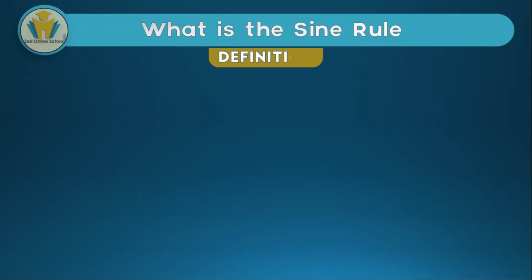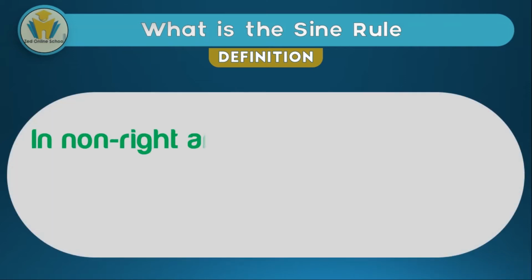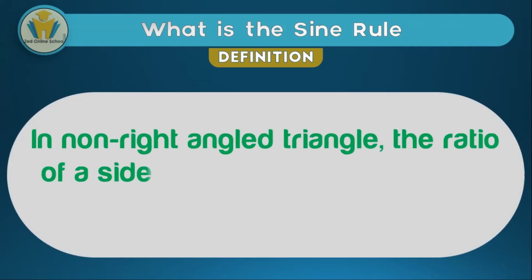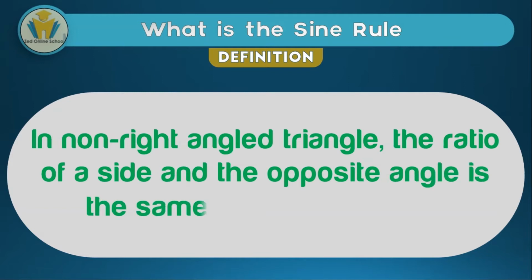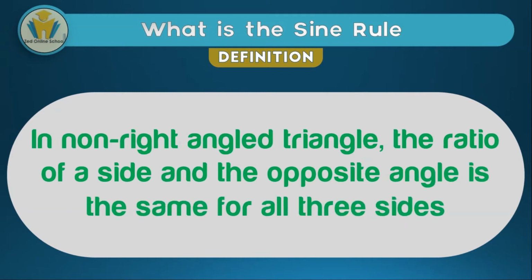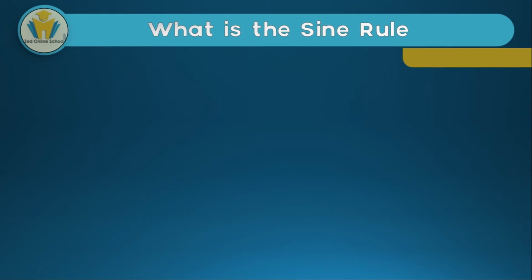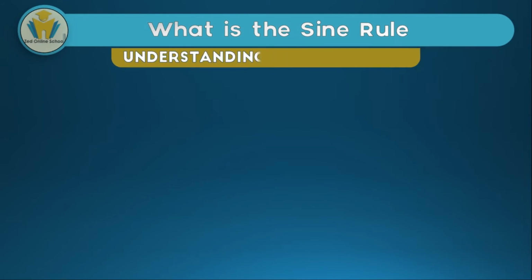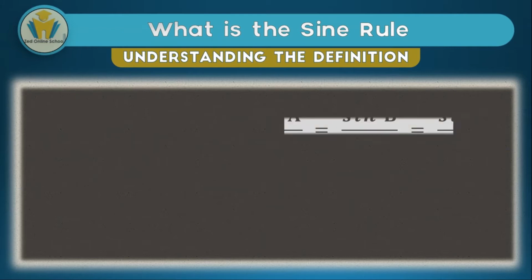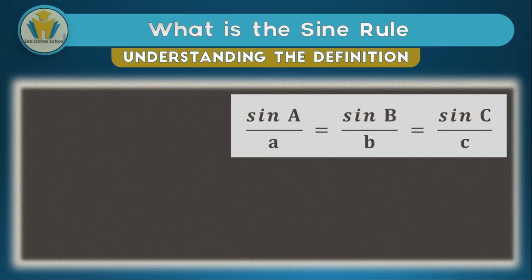Let's begin with knowing what the sine rule is. By definition, it states that in a non-right angled triangle, the ratio of a side and the opposite angle is the same for all three sides. The sine rule will make much more sense if we talk about how it's written. It's sine A over a is equal to sine B over b is equal to sine C over c.